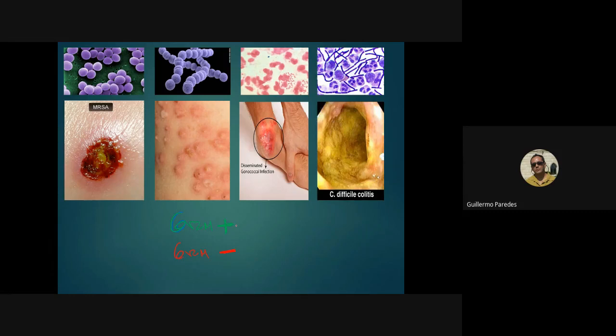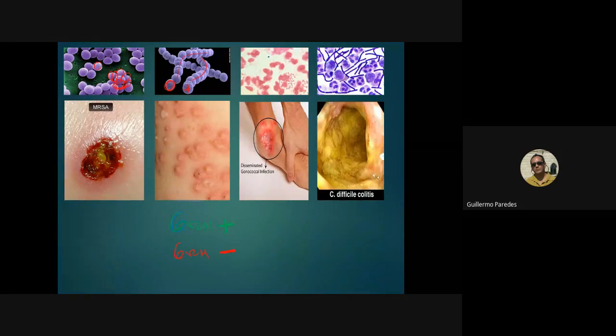The gram positive is going to be blue or purple. In this case, you see a purple or blue, that is the Staphylococcus. That is coccus because it's rounded, and they are going to create clusters. Clusters. That is how you identify this is Staphylococcus aureus.